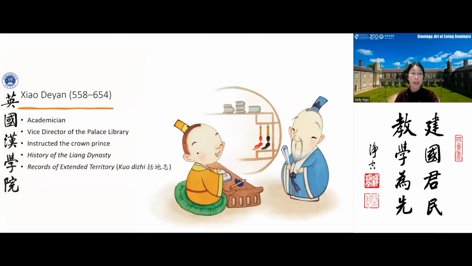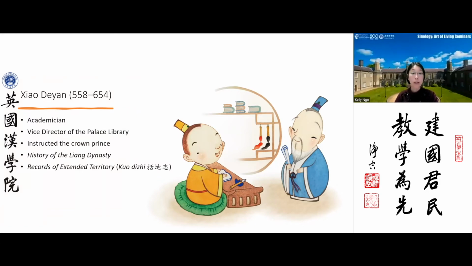Now, after Wei Zheng, Xiao Deyan is next listed, and he was part of the academic elite. He was also serving as the vice director of the Palace Library at the time. He was entrusted with educating the Crown Prince, as we can see depicted here, and also entrusted with the drafting of texts, like the history of the Liang dynasty that took place during the reign of Taizong's father, and the Records of Extended Territory, which was a comprehensive gazetteer of the empire. This was under Taizong's rule.